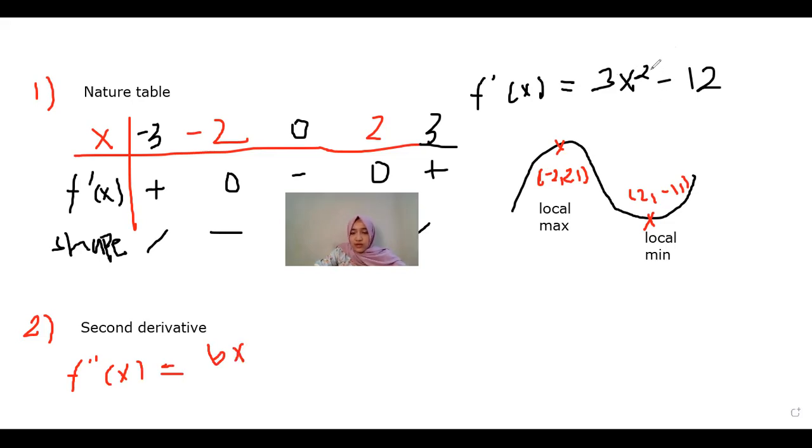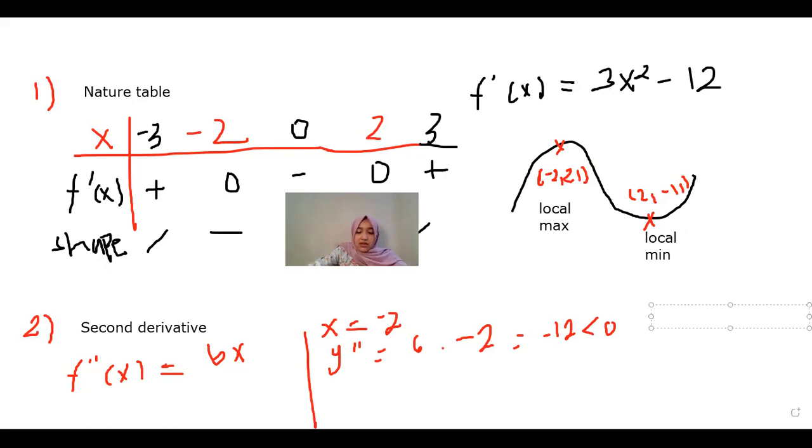And then 12 is just 0. So for the second derivative, the minus 12, if we differentiate it, the value will be 0. Okay, so we already got the second derivative of the function. And then the next step, we need to substitute into the second derivative if x is minus 2. So f dash dash will be 6 times minus 2, which is negative, right? So negative 12 here is less than 0. So if it is less than 0, we can say the nature here is a local maximum.